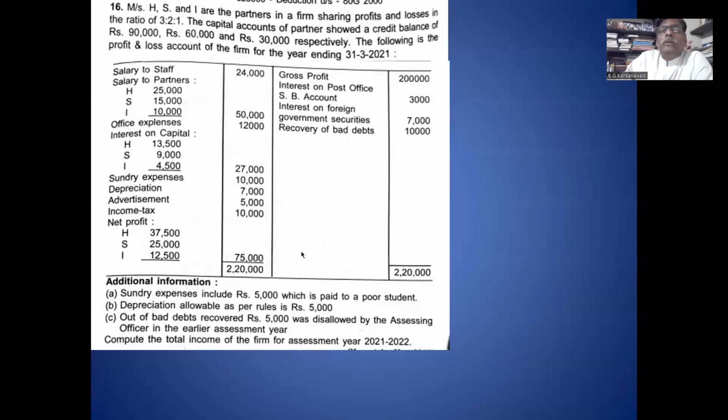Please don't disturb in the middle. If you are not interested, you can leave the class, but don't disturb in the middle. Okay, it is a revision class. It is not my regular class. I already completed your syllabus. That is enough for you people.